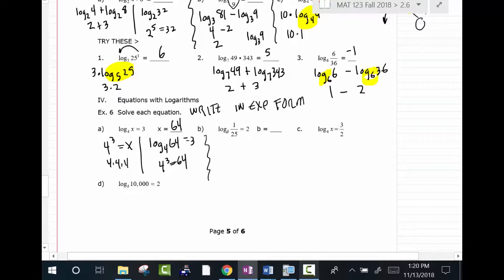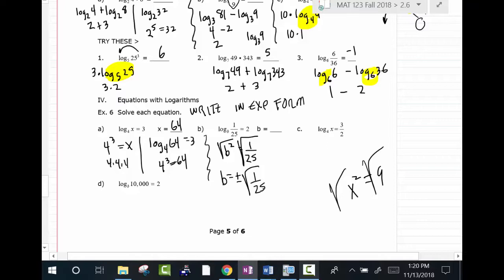You say b to the second is equal to 1 over 25. Okay, we have solved this kind of equation before, and let me just make sure you remember this. What if you had x squared equals 9? What do you do to both sides of this type of equation? Square root both sides. Good. Okay, so that's what you're going to do. So we're going to do square root of both sides. All right, and any time that you do a square root of both sides, you get 2 answers. You get a plus minus.